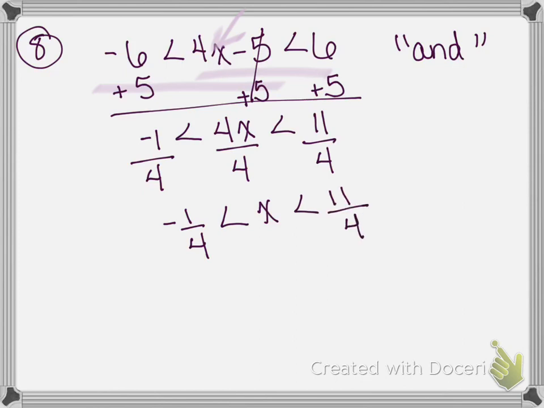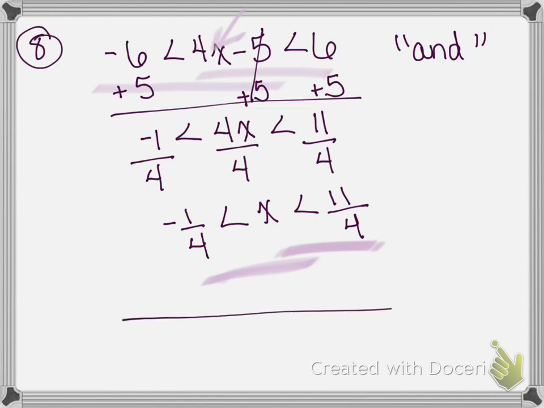Now, we have to meet both of these. And this is one of the things where it's really super important that you do the number line first, because the number line puts it in order for you. It helps you to see the order. So I have x is less than 11 over 4. And then I have x is greater than, because we're reading it backwards, negative 1/4.